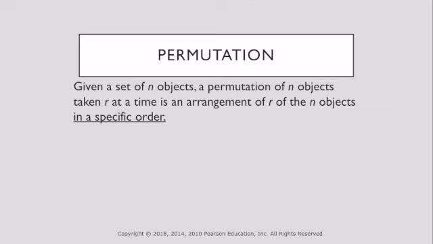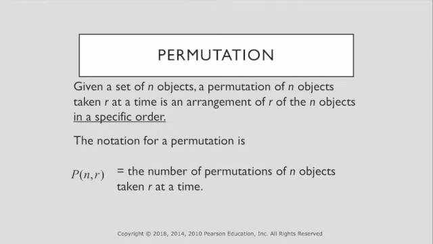So what's a permutation? Given a set of n objects, a permutation of n objects taken r at a time is an arrangement of the n objects in a specific order. So the notation for permutation would be P of n comma r, the number of permutations of n objects taken r at a time.